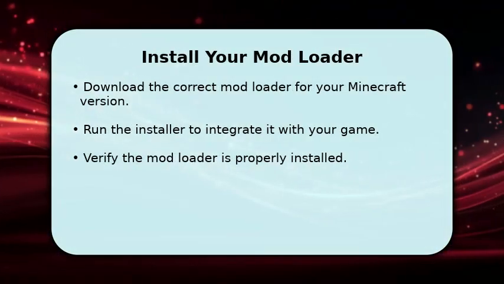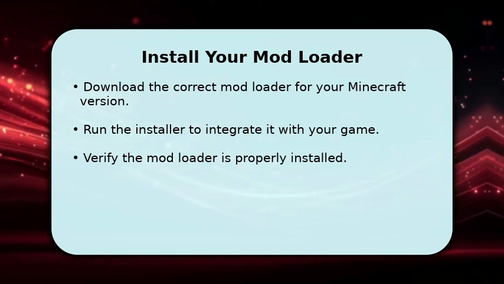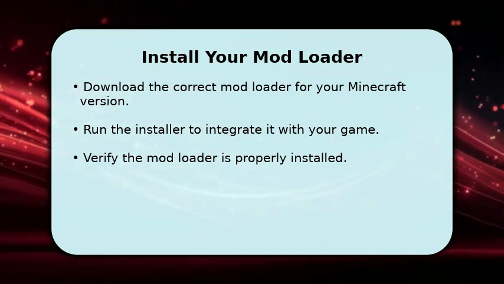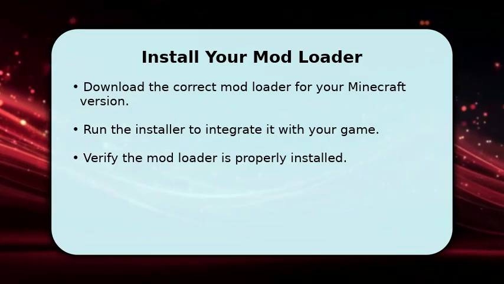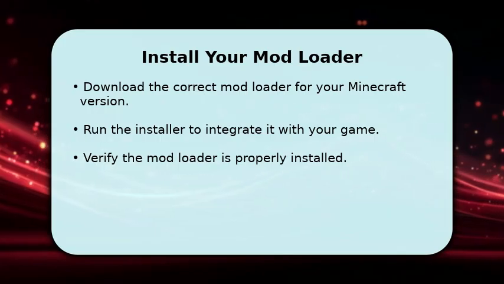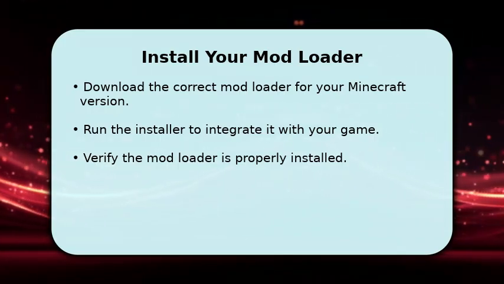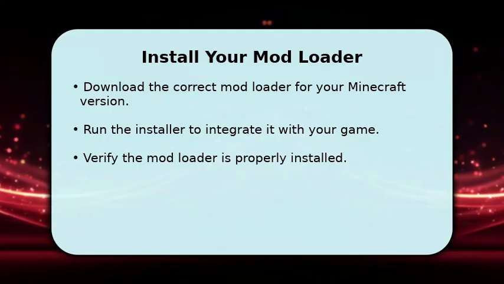The first crucial step is installing a mod loader. You'll download the appropriate version of Forge or Fabric that matches your Minecraft game. Once downloaded, simply run the installer, which will automatically integrate the loader into your game files. After installation, launch Minecraft and check for the new profile to confirm it's ready.